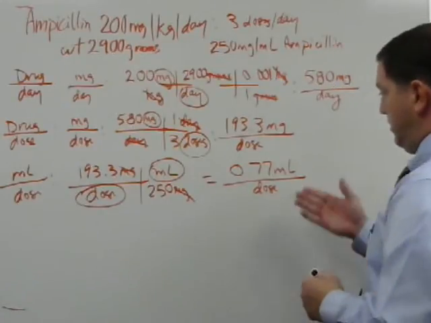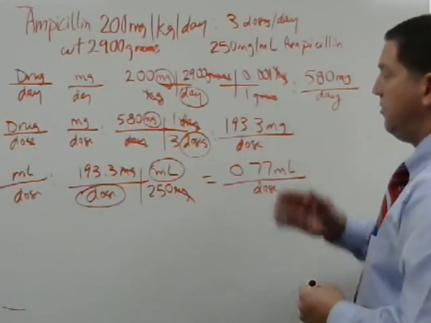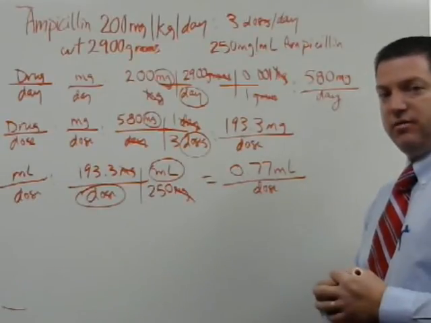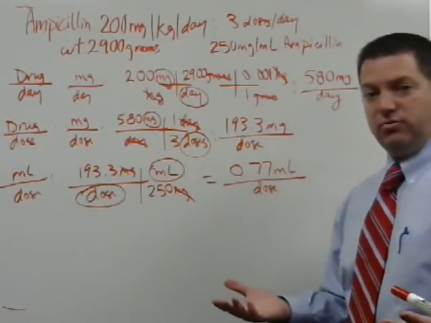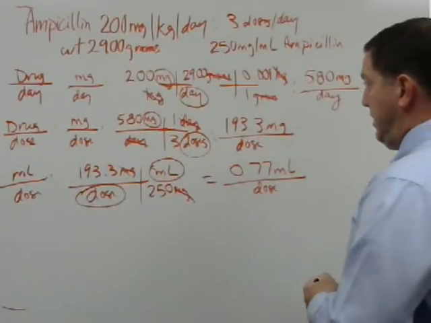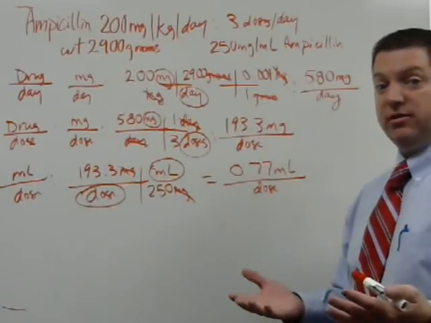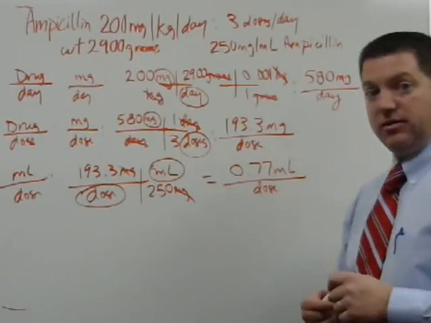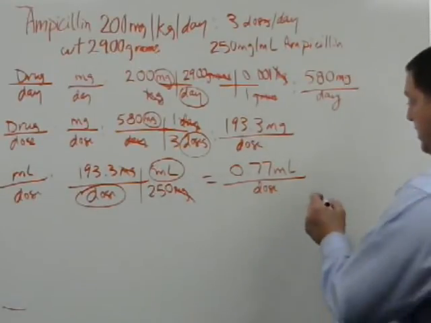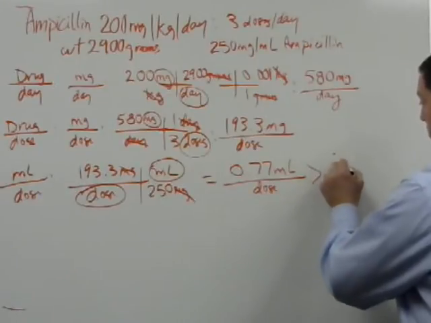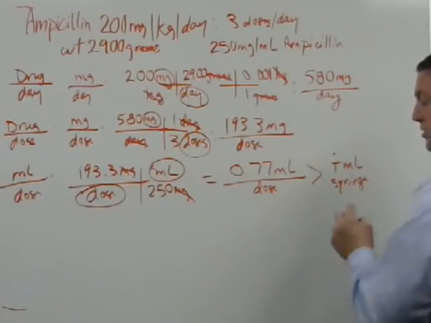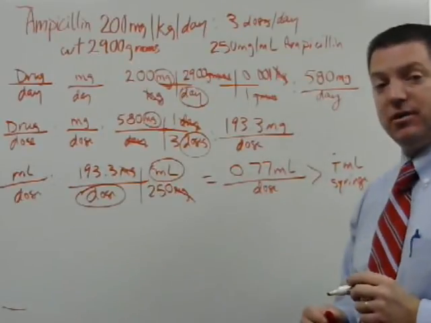Now, in order to pull out that precise of a measurement of a dose, what syringe would I be using? In this case, we know that 1 mL syringes have the most precise incremental lines on the syringe. So I would use a 1 mL syringe to pull out this 0.77 mLs.